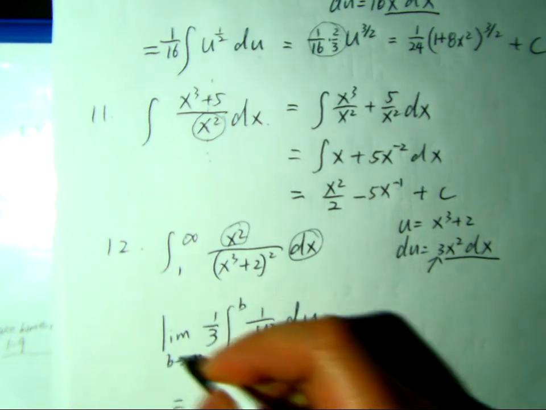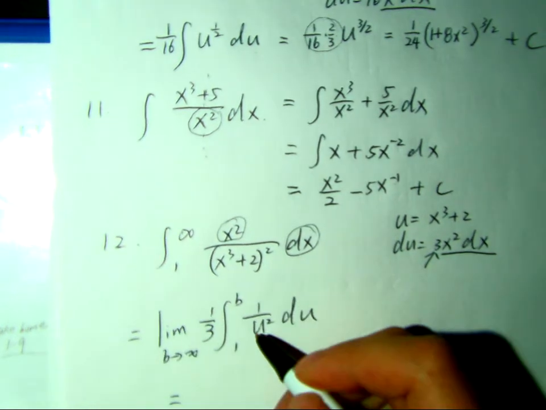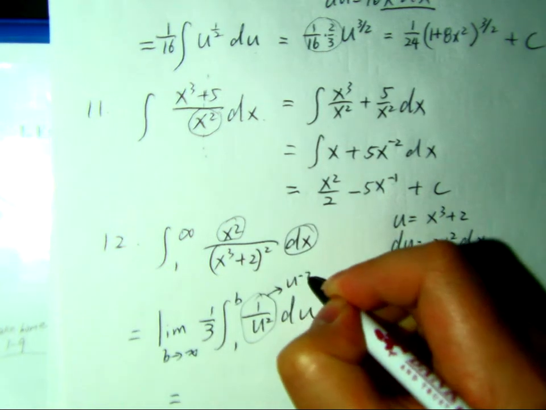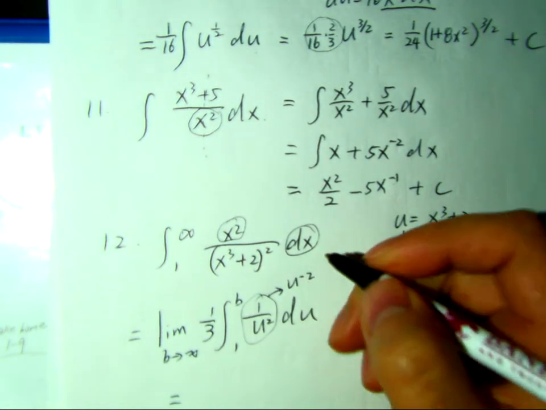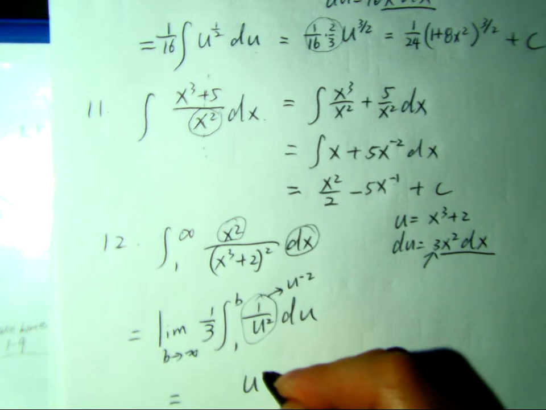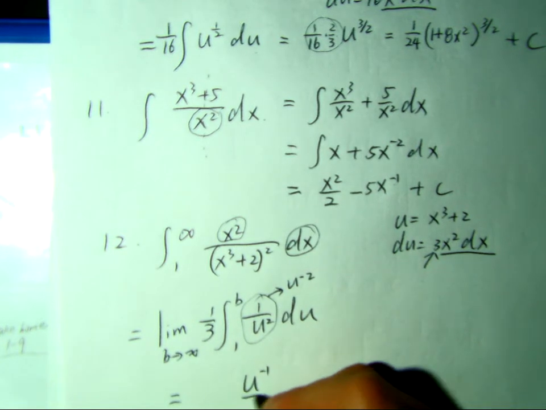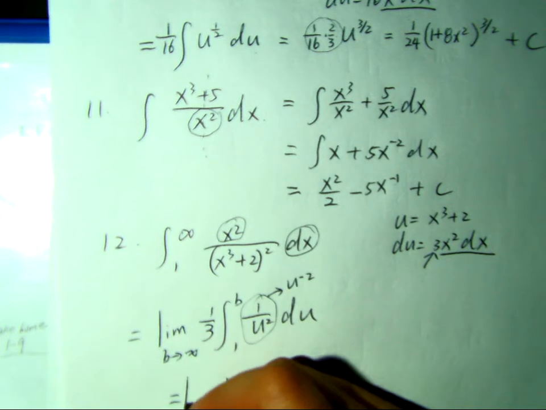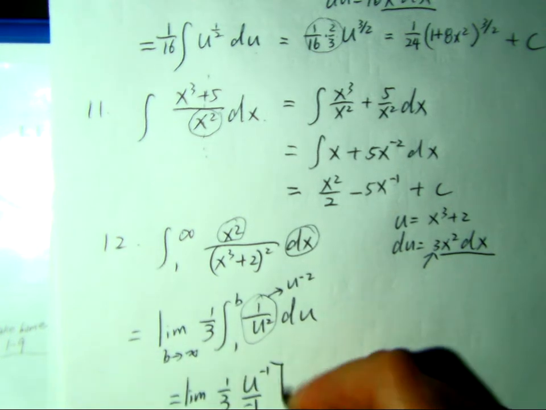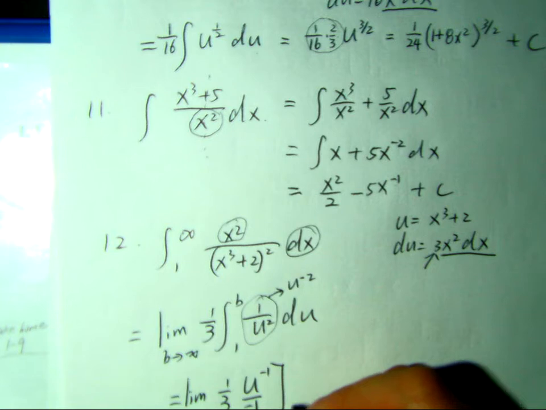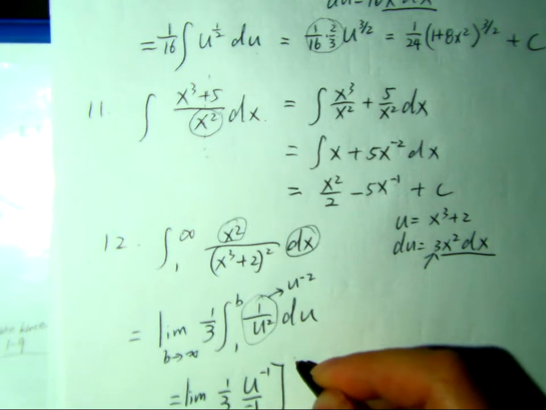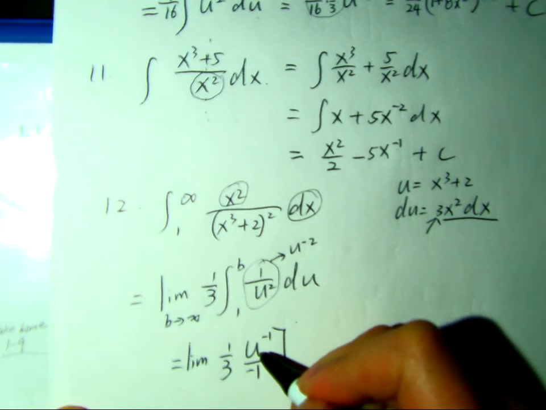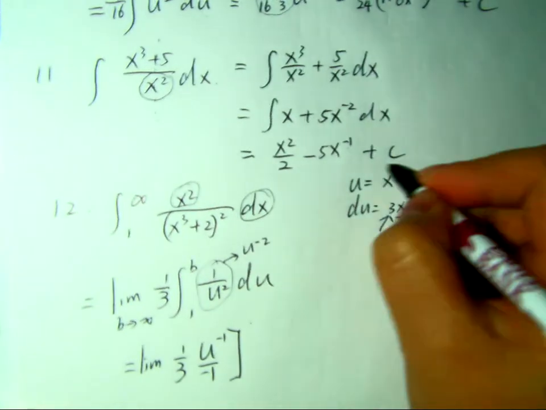And then after that, you can do the power rule for this one. This actually is u to the power negative 2. So by doing the power rule, we have u to the power negative 1 over negative 1. And you have 1 over 3 in front. Keep your limit notation. And this is not from 1 to b anymore, because if I keep the u, I have to change the limit by using this equation.